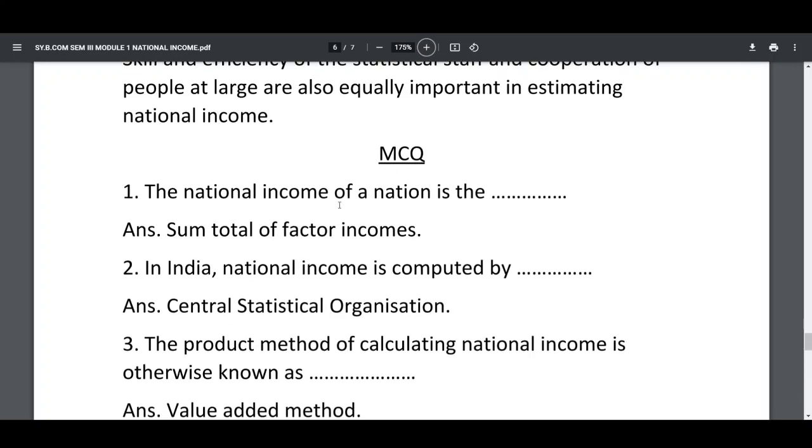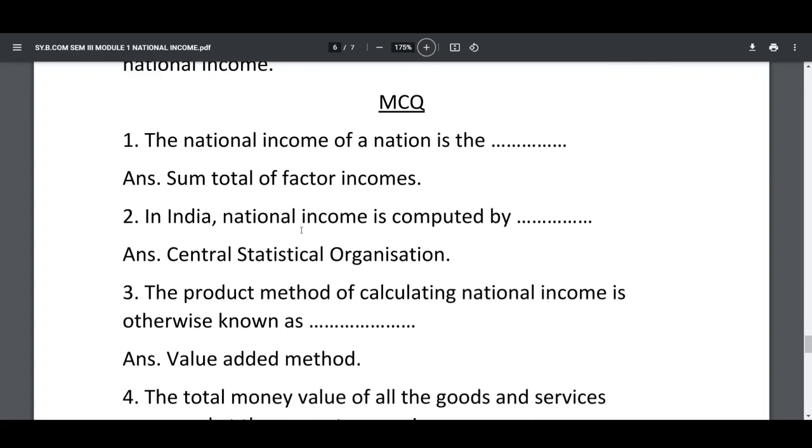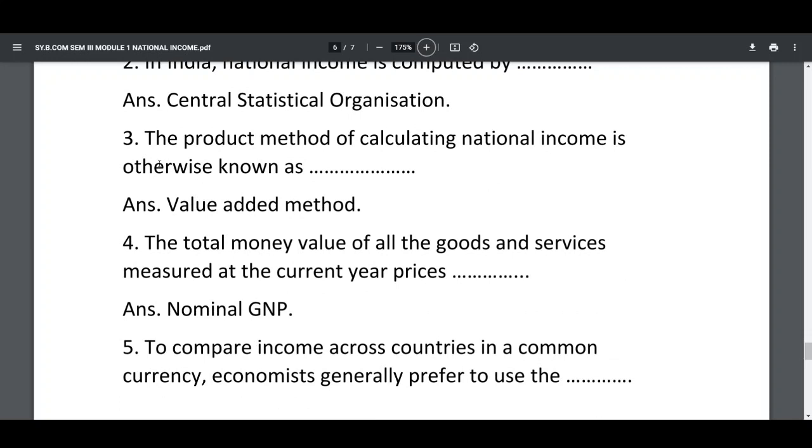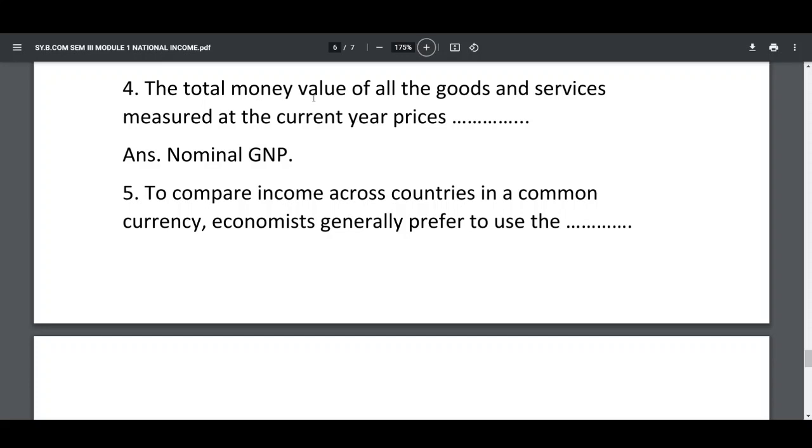Now MCQ. First, the national income of a nation is the dash. Answer, sum total of factor incomes. Second, in India, national income is computed or measured by dash. Answer, Central Statistical Organization. Third, the product method of calculating national income is otherwise known as dash. Answer, value added method. Fourth, the total money value of all the goods and services measured at the current year prices dash. Answer, nominal GNP.